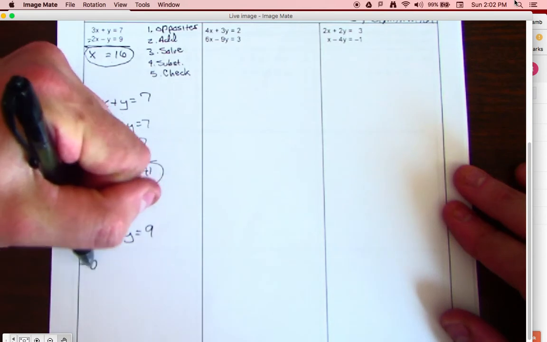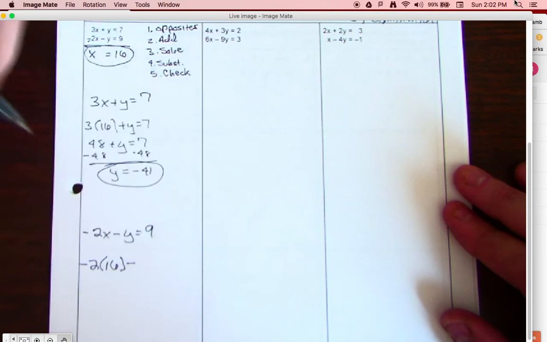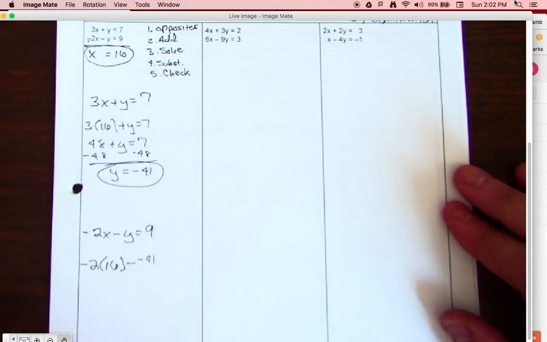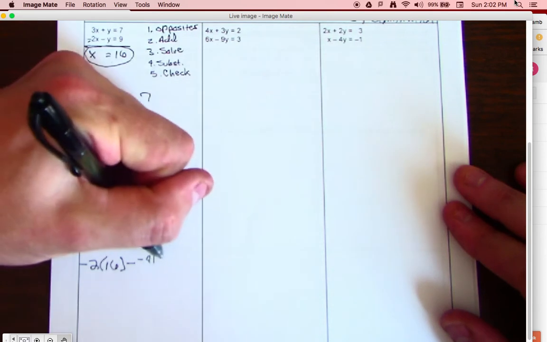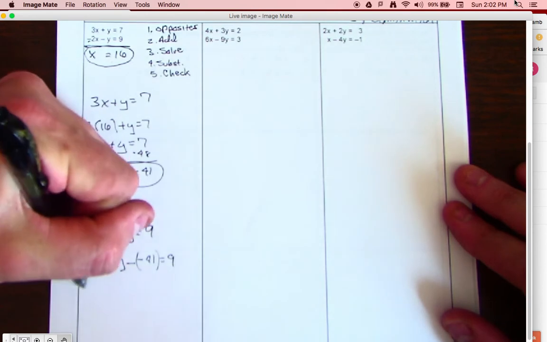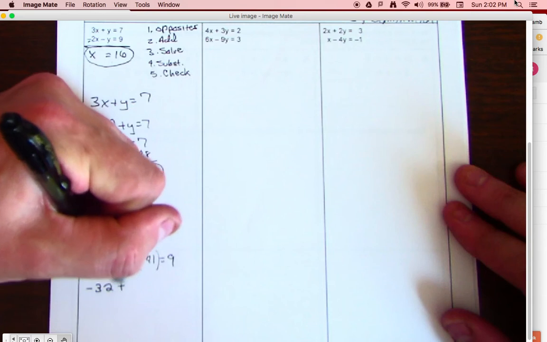So negative 2 times 16 minus a negative 41, be careful with your negatives, equals 9. If I simplify that, and you can even put parentheses around this if you're comfortable with that, my next step is negative 2 times 16, which is negative 32. Negative 41 is plus 41.